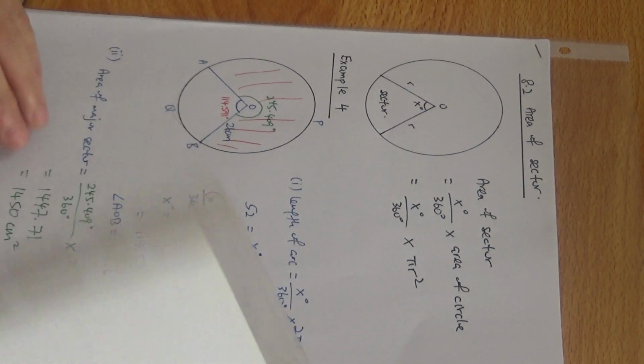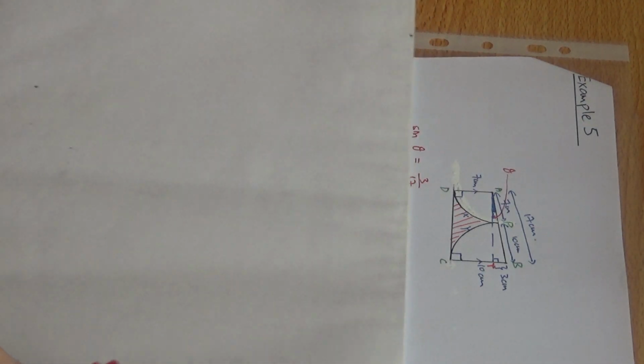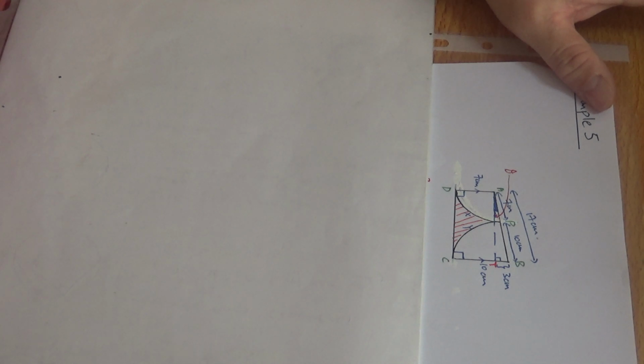Okay? Now, we are moving on to example 5. Now, example 5 looks quite difficult, but actually, if we apply it properly, it is okay. Now, this is the diagram that is given for your question. Now, question for example 5 says, in the figure, ABCD is a trapezium in which AD is parallel to BC. Now, AD is 7 cm, BC is 10 cm, and angle ADC, angle BCD is 90 degrees.